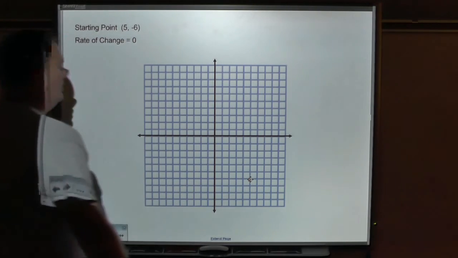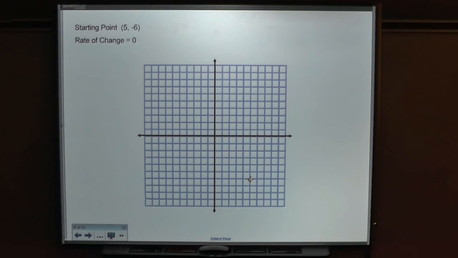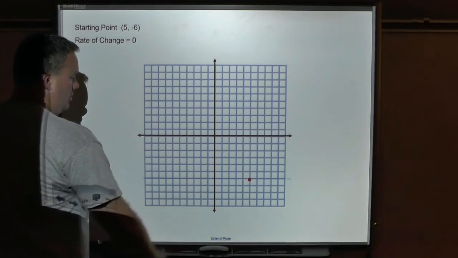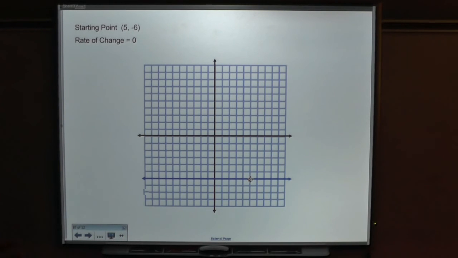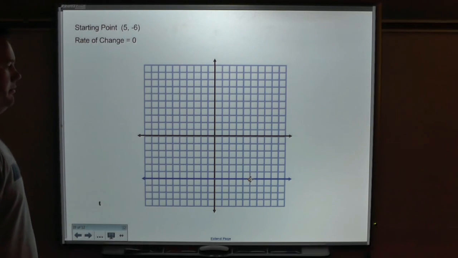Now, here's the nice thing. Rate of change is 0. We've already discussed this. A slope of 0 is what kind of line? We went through those special cases. It's a horizontal line. So all you have to do, after you've plotted that point, is draw a horizontal line through it. You're done. That's it. Horizontal line through the point 5, negative 6. You've done a good job. That's what we want to look at.